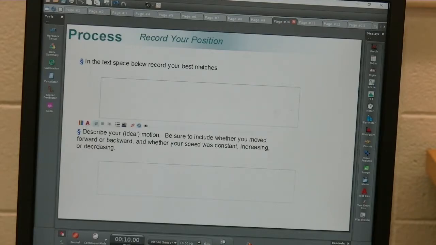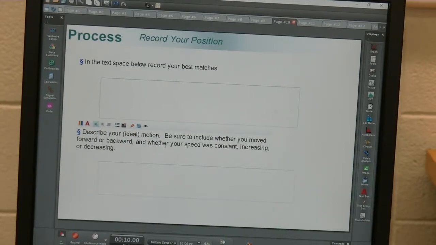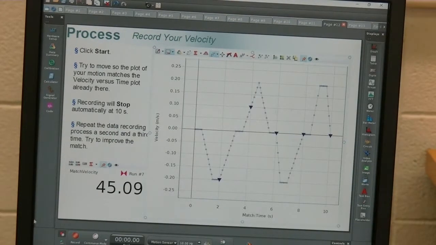After that, we can just describe what our ideal motion would be, so try to figure out how to better match the score if you were here and stuff like that. So we'll cut here.